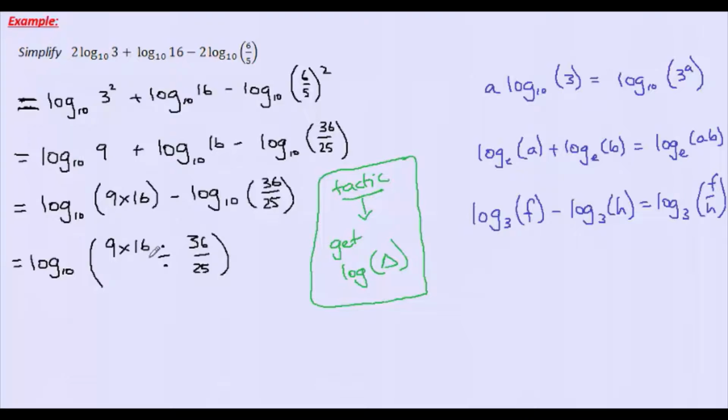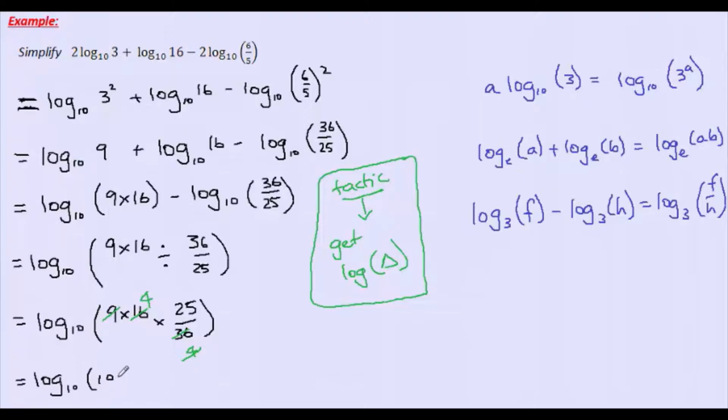And now I'm going to work with some of this, which is log to the base 10 of 9 times 16 times 25 over 36. And I'm going to get into some cancelling heaven here. So I can divide 9 into 36 and get 4, and I can divide 16 into 4 and get 4 up here. And that therefore gives me log to the base 10 of 100.